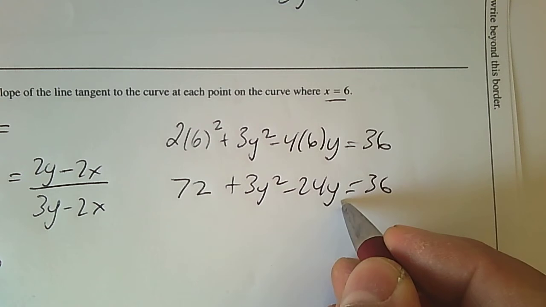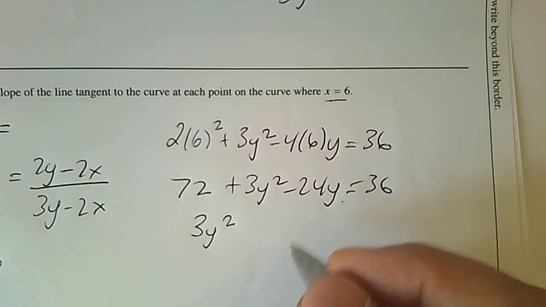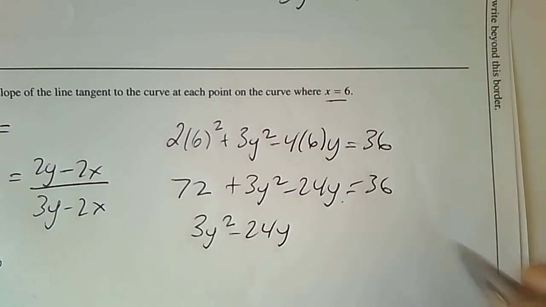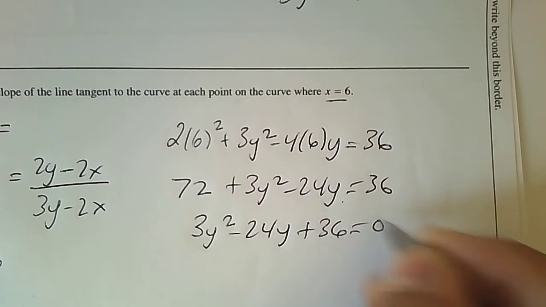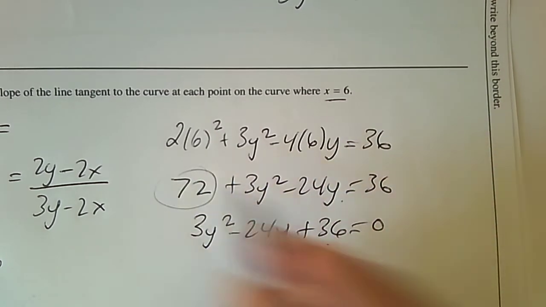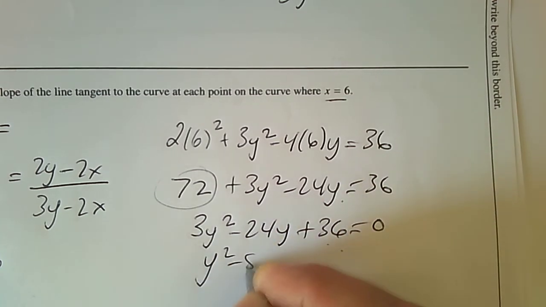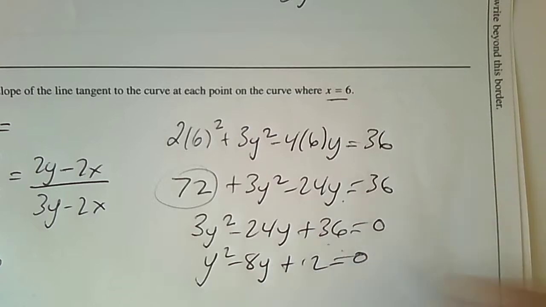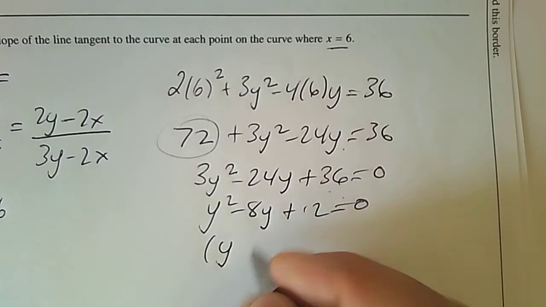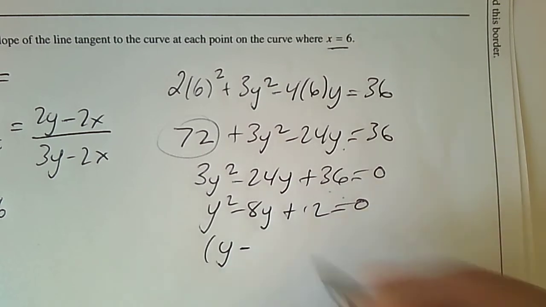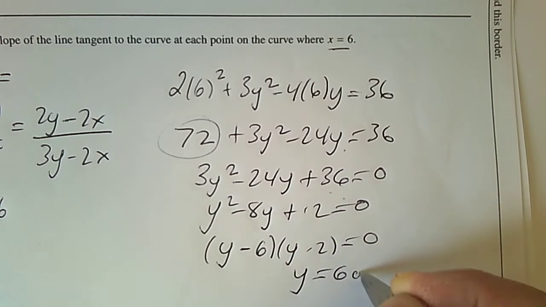Now this is a quadratic equation, so I'm going to make it equal to 0 and put it in the right order. So we have 3y squared minus 24y, and then I'm going to subtract 36. So when I subtract 36, it's now plus 36. The reason it's positive is because of the positive 72. Take away 36, and then divide everything by 3 so that everything's easy peasy. So we get y squared minus 8y plus 12, two solutions. So y is 6 or 2.